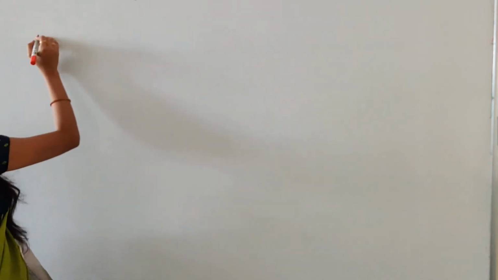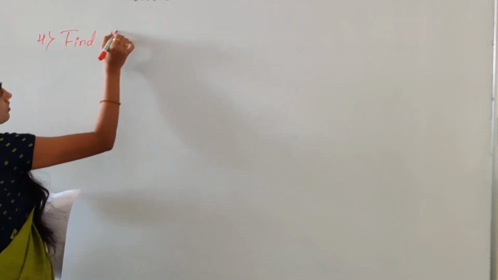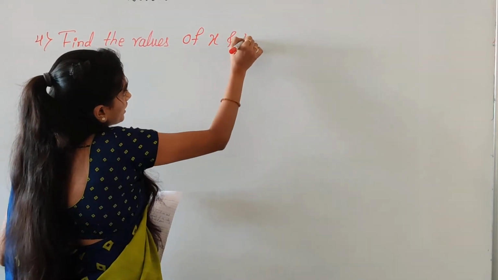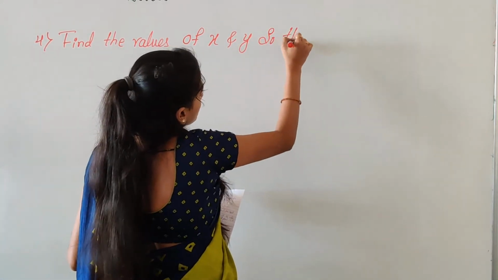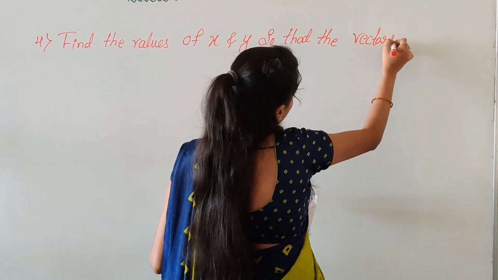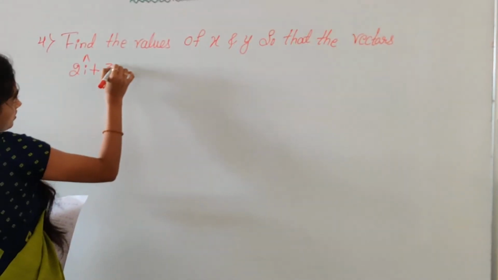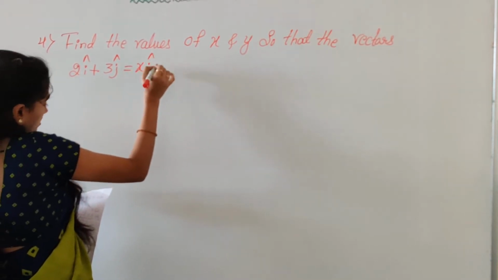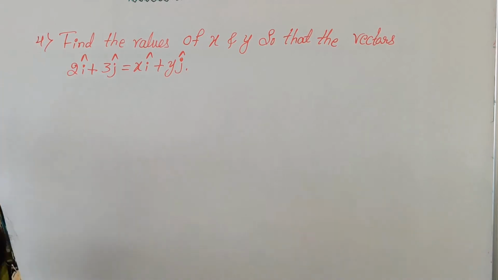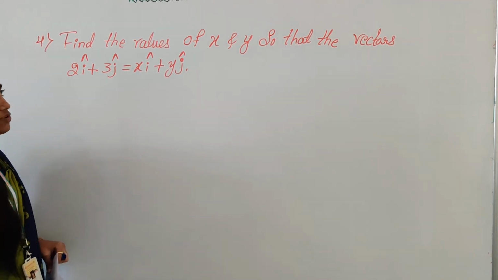So now, the fourth one. Find the values of x and y so that the vectors (2i + 3j) is equal to (x i) + (y j). So here the question is: find the values of x and y so that the vectors (2i + 3j) is equal to (x i) + (y j).